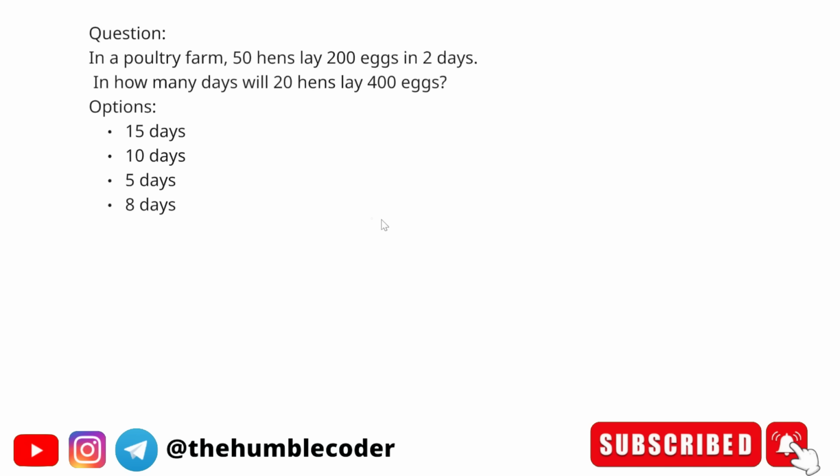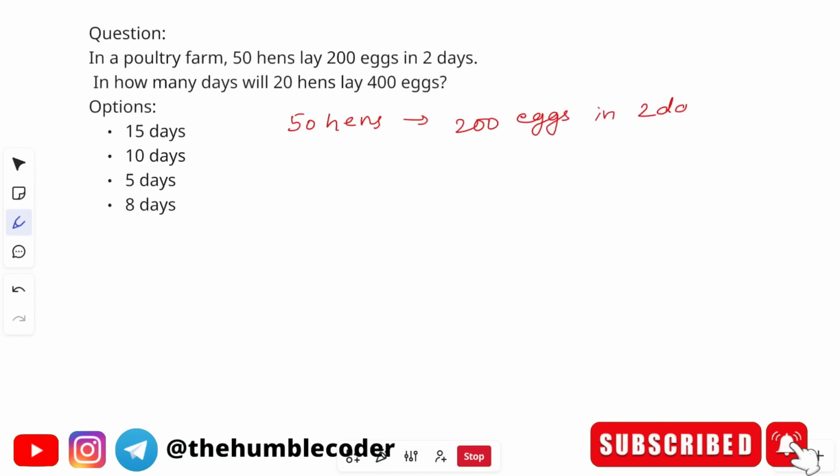So we have this question: in a poultry farm, 50 hens lay 200 eggs in 2 days. In how many days will 20 hens lay 400 eggs? We are given the options as 15 days, 10 days, 5 days and 8 days. Let's try to find the answer. As a first step, we are given the data that 50 hens lay 200 eggs in 2 days. So eggs per day, we can say 200 divided by 2, which will be 100 eggs, right?